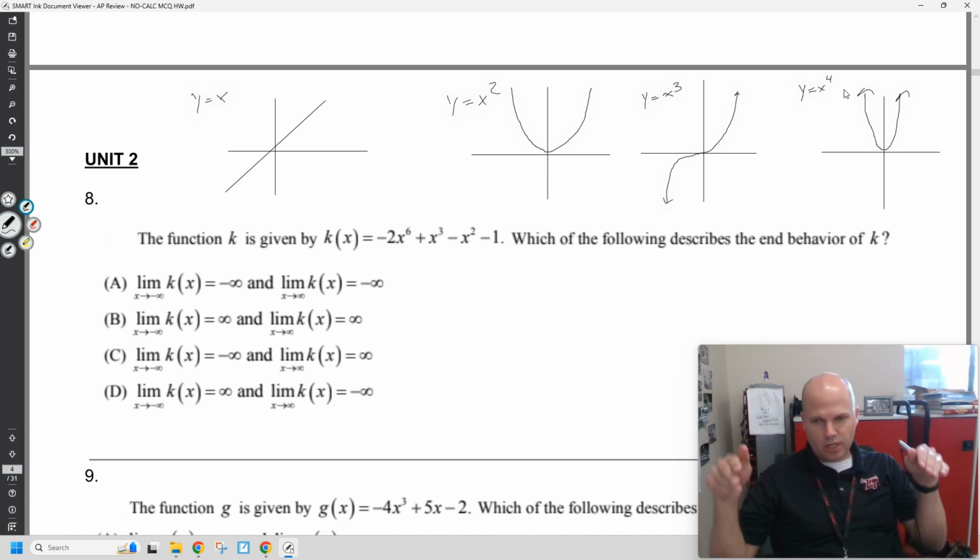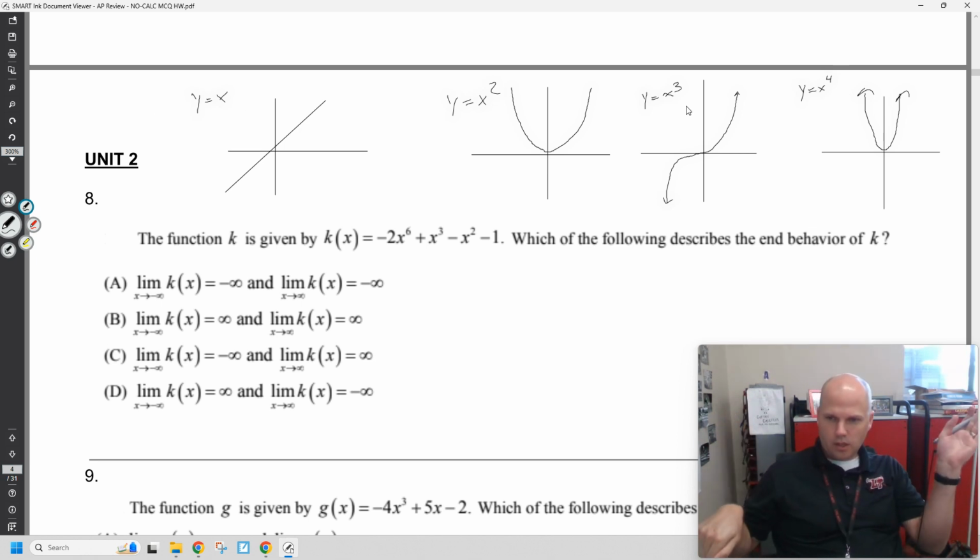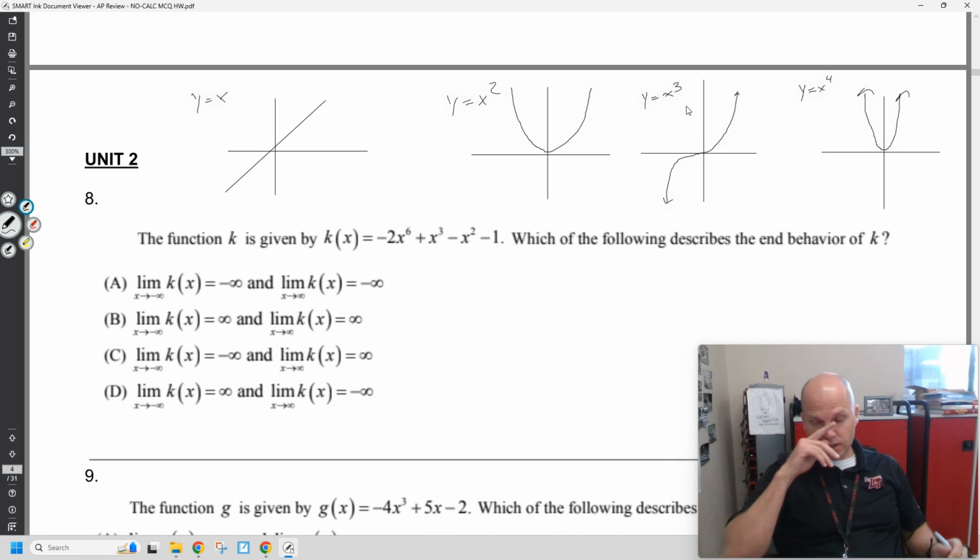If I put a negative leading coefficient, the end behavior would be down and down. Odd powers' end behavior is kind of diagonal. If I put a negative leading coefficient, things would change. So that's end behavior. And the second thing is your behavior around your zeros.